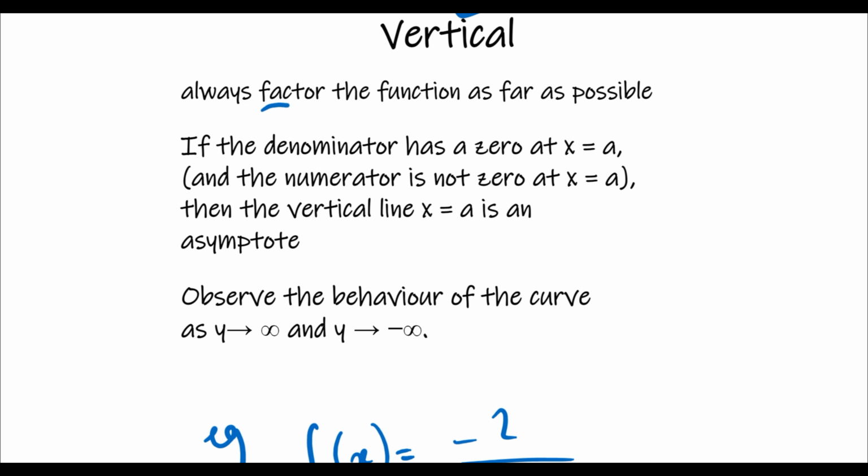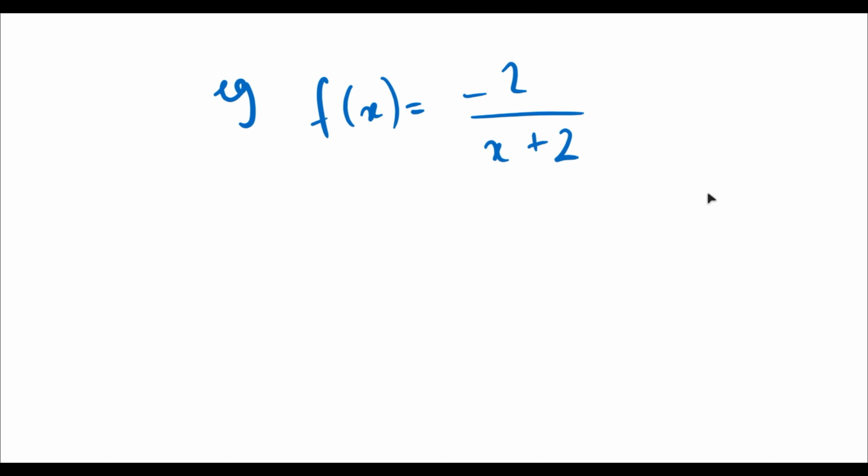So always factor the function as far as you possibly can. If the denominator has a 0 at x equals a, then that becomes your vertical asymptote, your equation of your vertical asymptote, provided that the numerator does not have this as a 0. And ultimately, you want to just observe the behavior of the curve as y approaches infinity and y approaches negative infinity. So let's look at this example here.